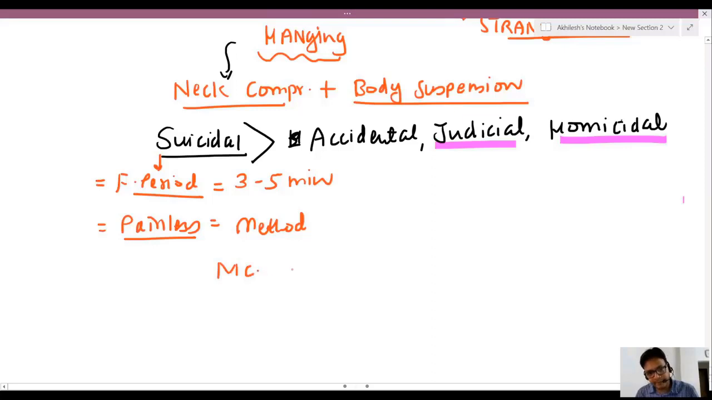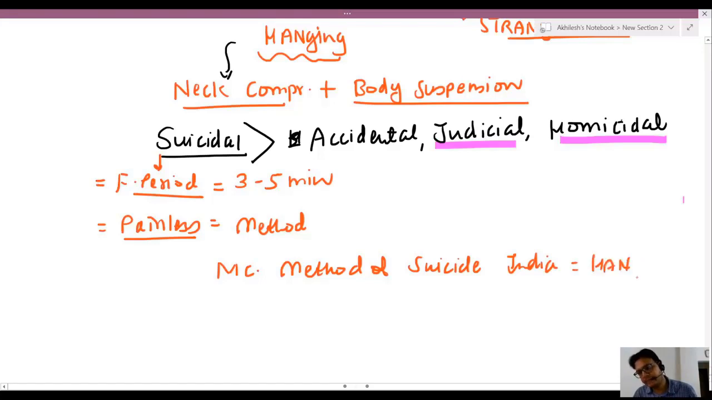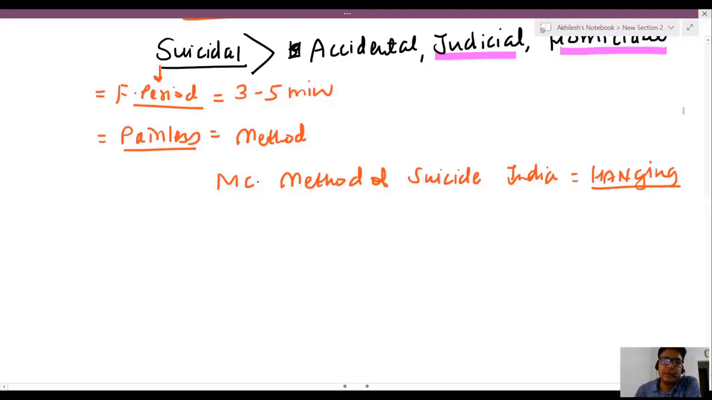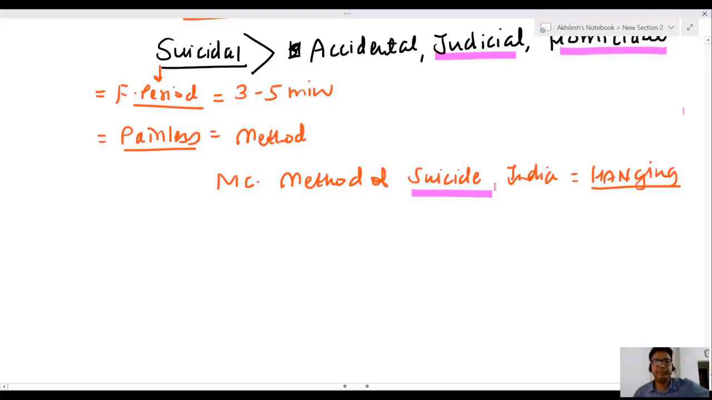Most common method of suicide in India is hanging. Suicide means suicidal death, the person dies. Most common method of suicide in India is hanging. Now, sir, I will put a few terms. This is suicide, that is suicidal death, most common method.